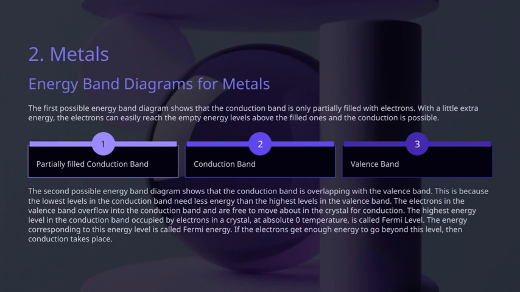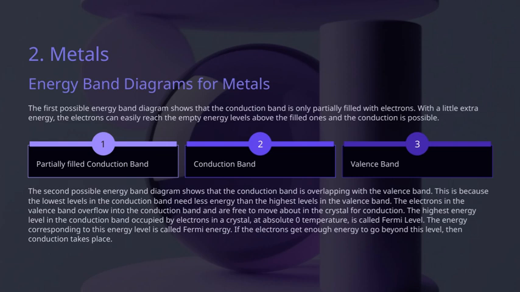Now, at absolute zero temperature, the highest energy level in the conduction band that electrons occupy is called the Fermi level. The energy associated with this level is known as the Fermi energy. When electrons gain enough energy to surpass this Fermi level, they can freely move and contribute to electrical conduction. This overlapping of bands is a key feature in metals, which explains their high electrical conductivity. Electrons can easily transition into the conduction band, allowing metals to conduct electricity efficiently.